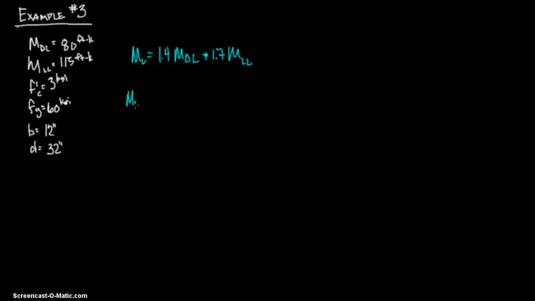So we were going to go ahead and figure this out. Mu equals 1.4 dead load, which equals 80 foot kips, plus 1.7 live load, which is 115 foot kips. Let's go to the calculator. 1.4 times 80 plus 1.7 times 115, and you get 307.5. Remember, that's the ultimate factored moment, however you want to call it. I call it ultimate moment.